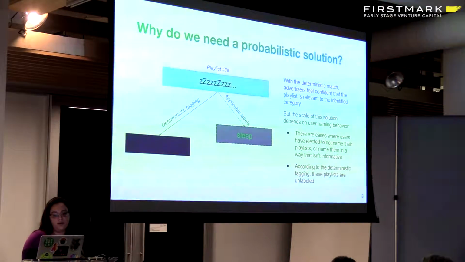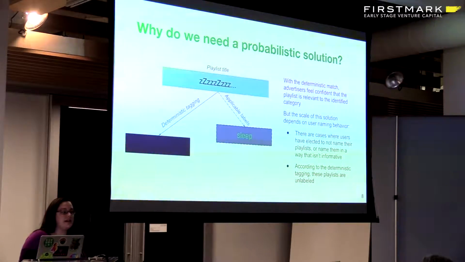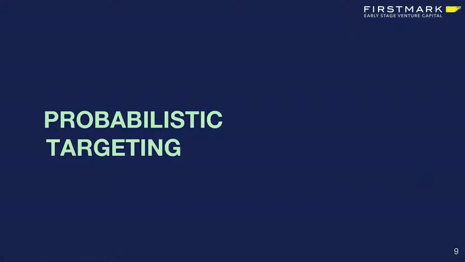So this is an example where, with this playlist title, if a human looks at it, you know what that means. You understand that this is a sleeping playlist. But to come up with a set of rules that encodes that is kind of complicated. So if you have this deterministic approach, it's just going to miss that. This is just one example of where we're seeing a lost opportunity, and we want to recover that with machine learning. So this is where the probabilistic targeting comes into play.